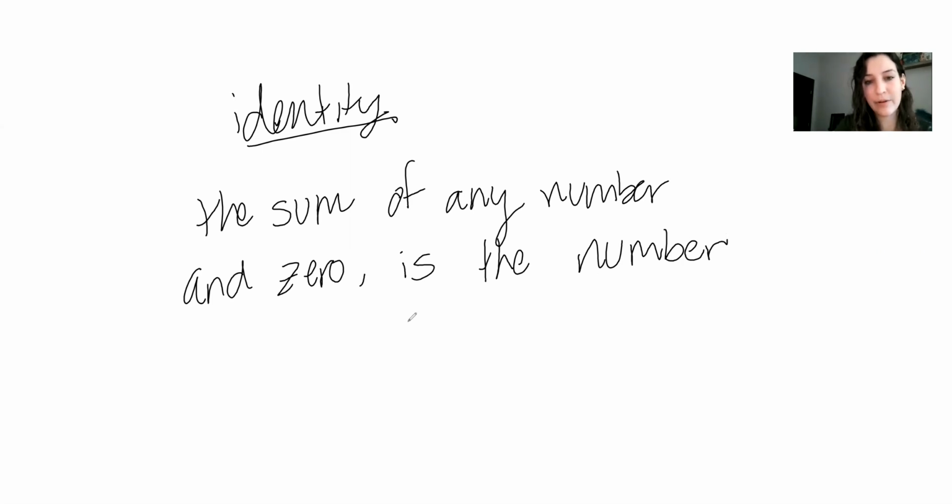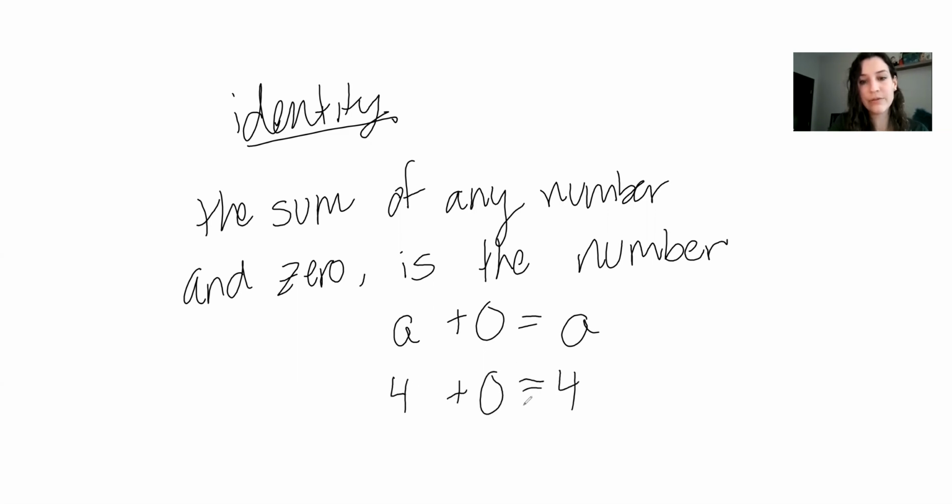So if we have any number, let's represent it as a, and we add 0, our answer is going to be a. A plus 0 is a. So otherwise you could say 4 plus 0 equals 4, or 0 plus 1 equals 1.